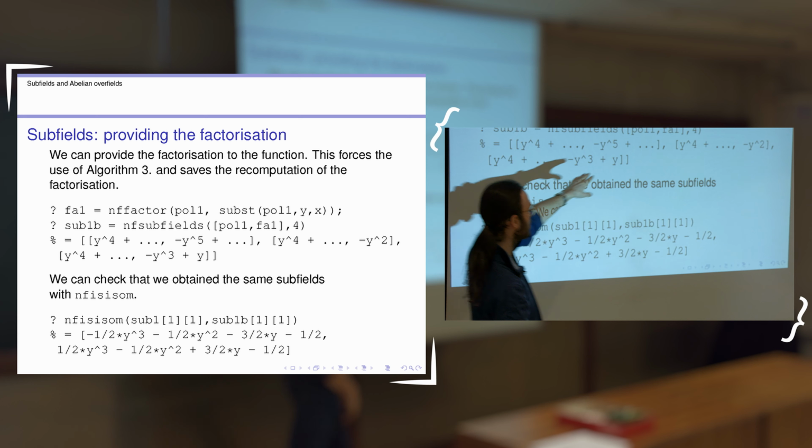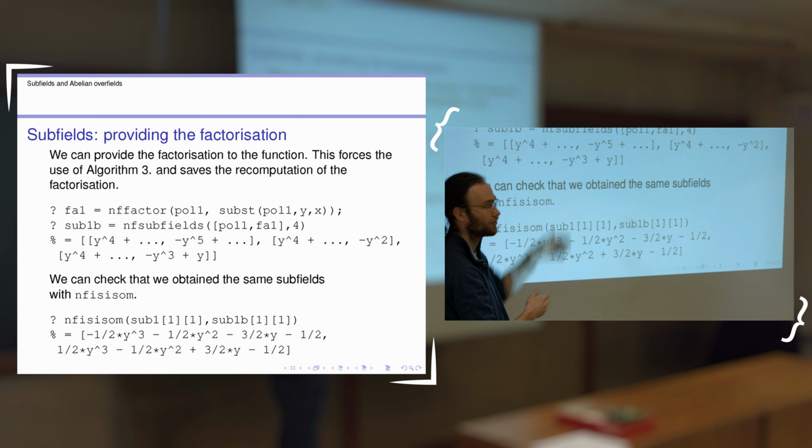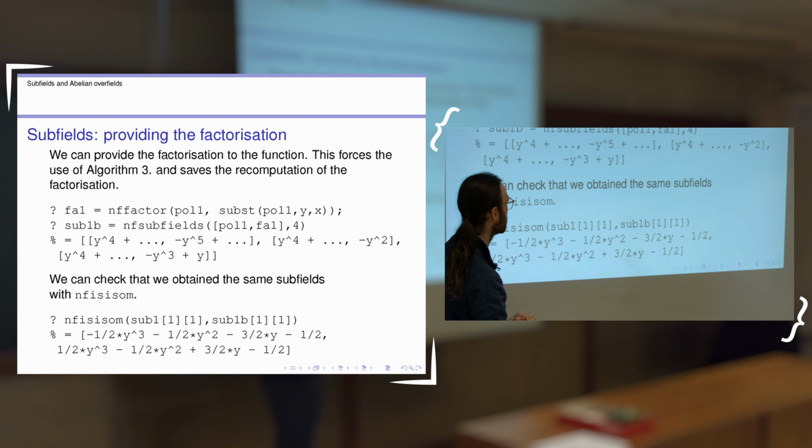Also, this factorization can be costly. So if you need it for something else, then you just have to compute it once and you give it to the function. It's not going to recompute it.